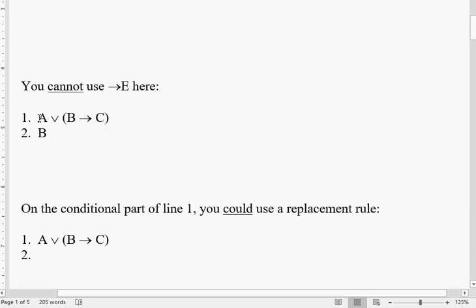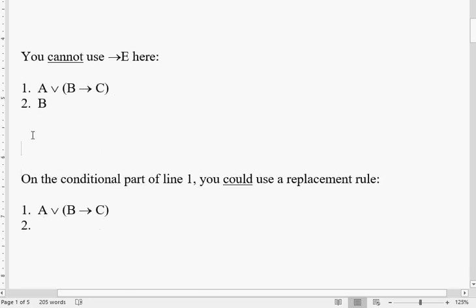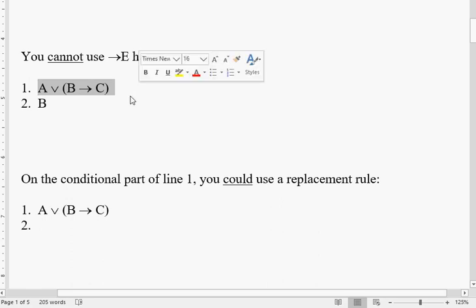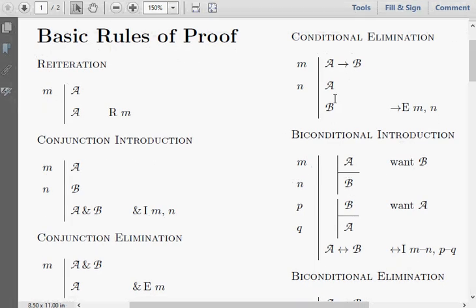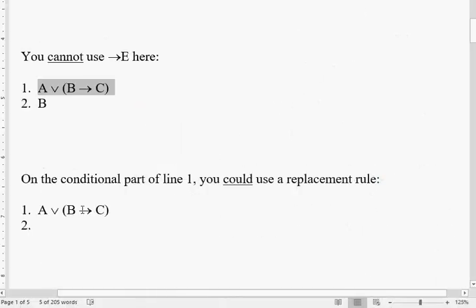In this case, see here, we cannot use the conditional elimination rule, the reason being that the conditional there is not the main operator. The main logical operator of line 1 there is the disjunction symbol, the OR. So we could use these rules only when the pictured operators are main logical operators. And that's the case with all rules except rules of replacement.